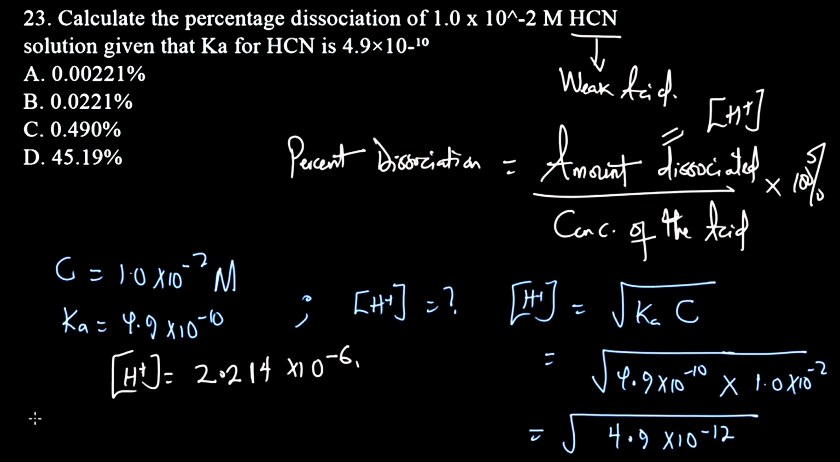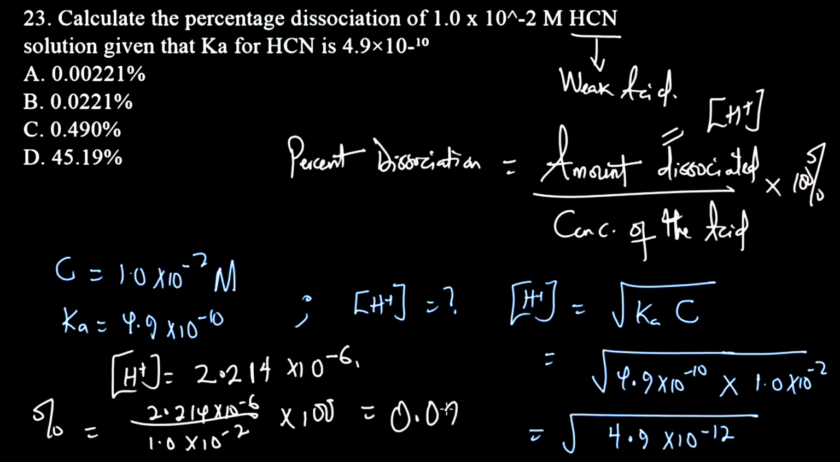So therefore percentage dissociation will be 2.214 times 10 raised to power minus 6 over the concentration of the acid, which is 1.0 times 10 raised to power minus 2, everything times 100, right? So we're going to have 0.0221%. So the right answer is option B.